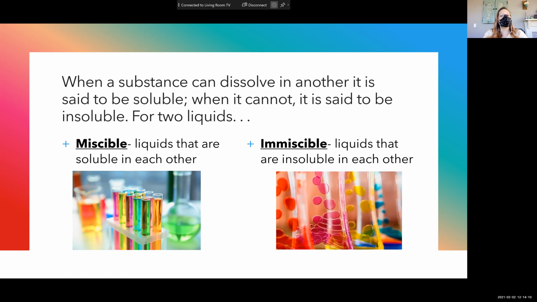And then you have immiscible, which means not able to. Give me an example of two immiscible liquids. Water and oil. Perfect, straight up easy. And how about two miscible liquids? Water and soap. Ethanol and water. There you go.